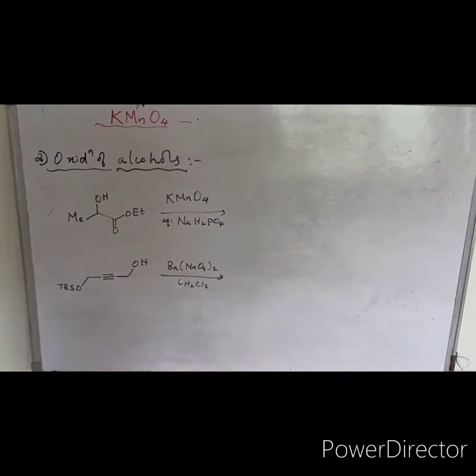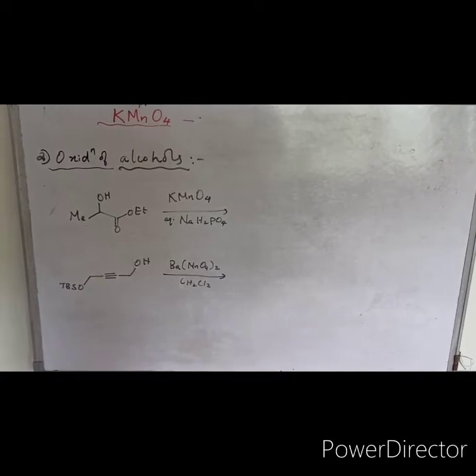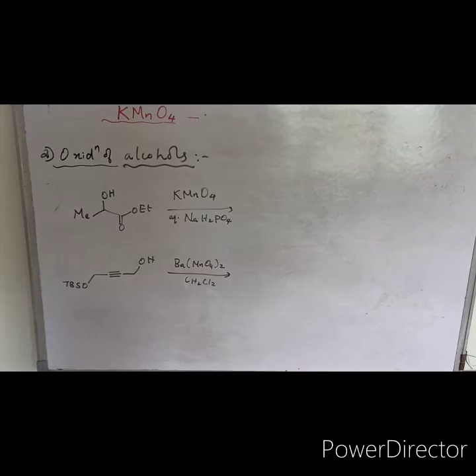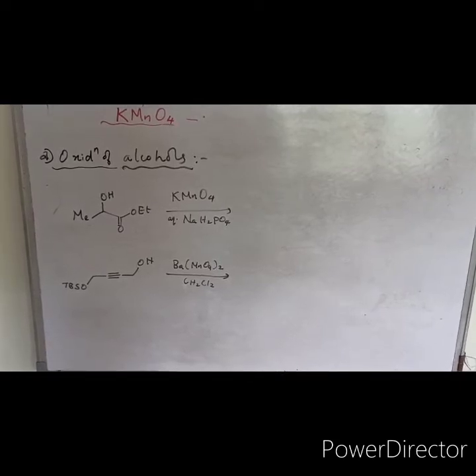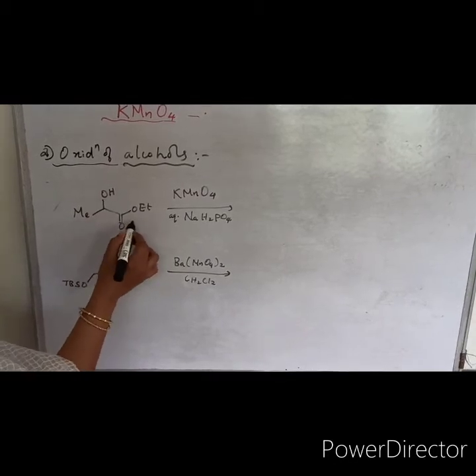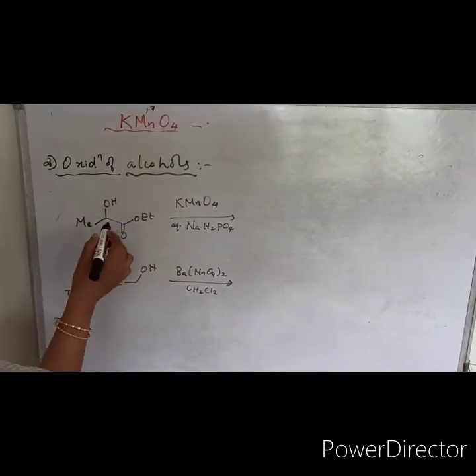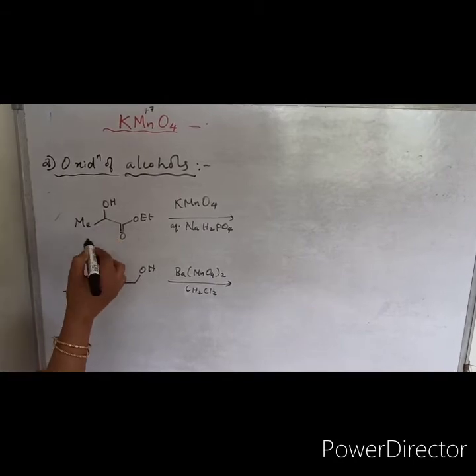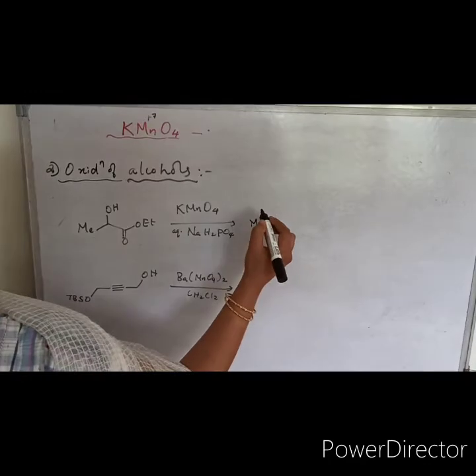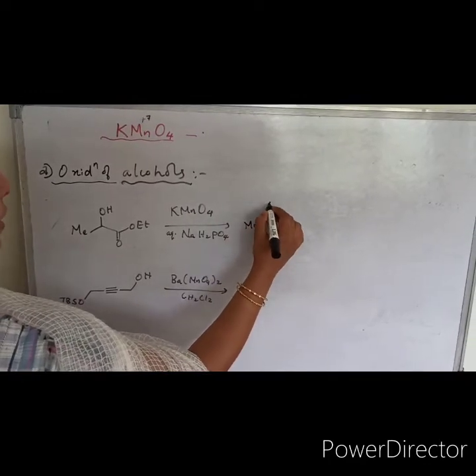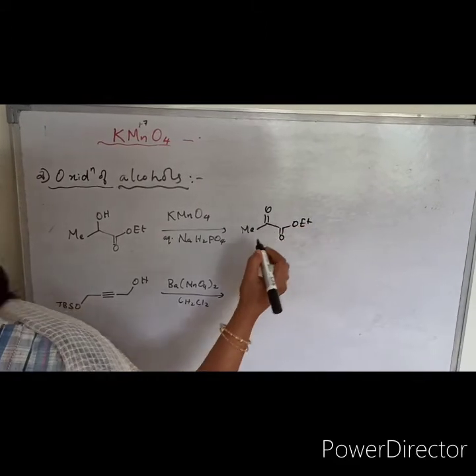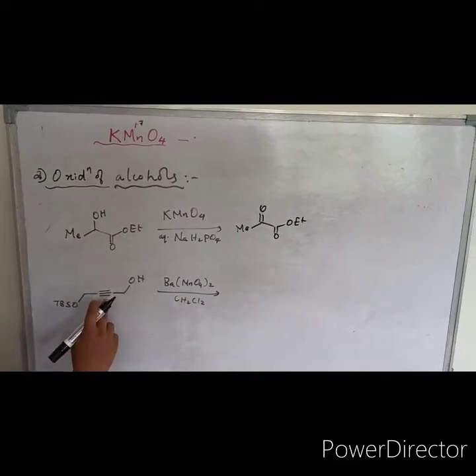Third application is oxidation of alcohols. So alkaline KMnO4 and barium permanganate selectively oxidize alcohols in a multifunctional compound. So this molecule contains an ester as well as an OH group. So this is a secondary alcohol. So this will be oxidized to the corresponding ketone. Secondary alcohols will be oxidized to ketone. Ester is intact.